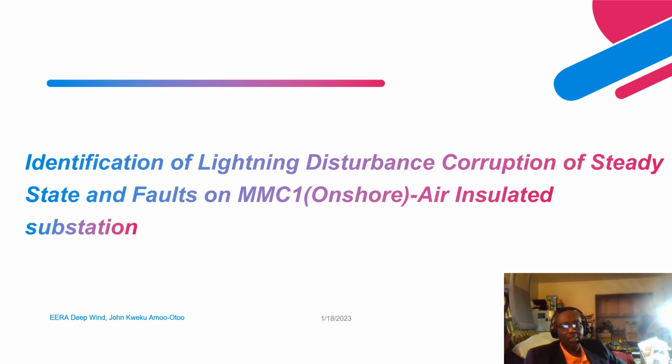Background operating noise sometimes comes from an industrial facility located in proximity to the onshore substation. That background noise can corrupt the signals that the protective relay is seeing, so simulation has to be done to identify that. Also, you can have a lightning disturbance that corrupts a steady-state signal and does not cause any fault, and you can have a lightning disturbance that actually causes a fault. So there has to be a way of identifying and distinguishing that.